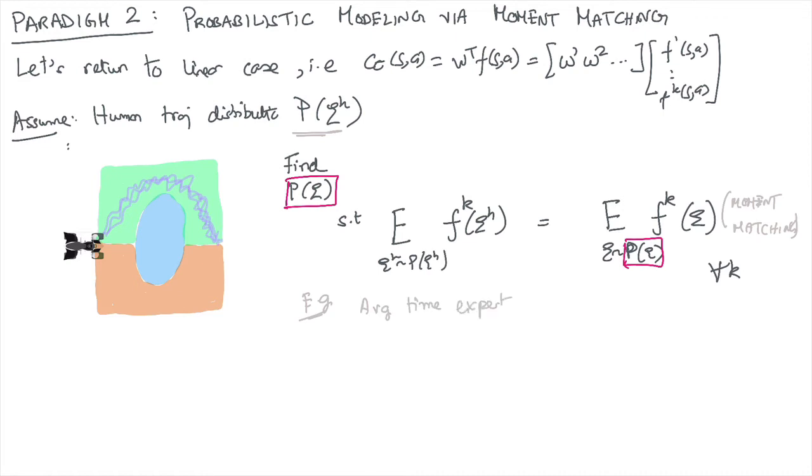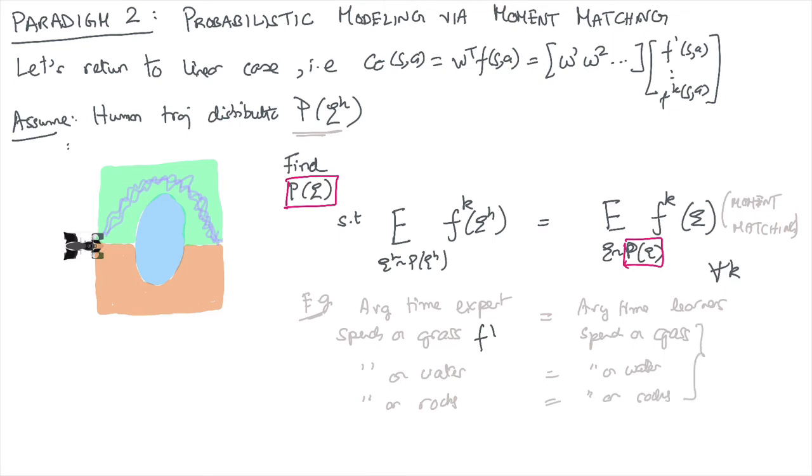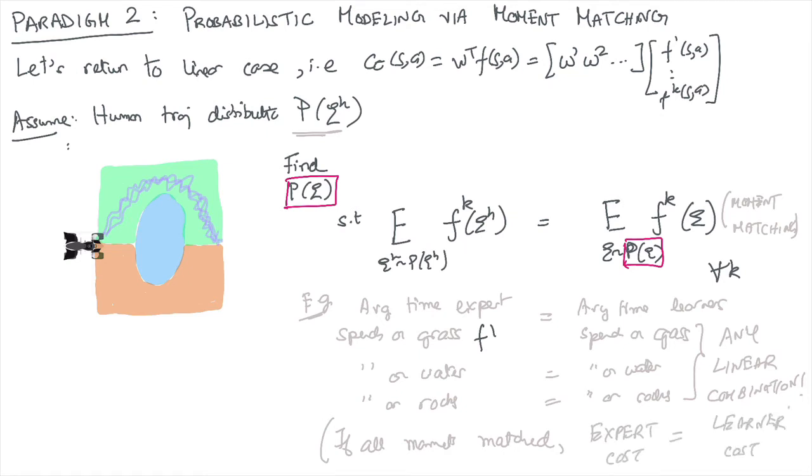This simply means look at the average time the expert spends on grass, for example, and match it to the average time the learner spends on grass. Similarly, look at the average time the expert spends on water or on rocks and make sure the learner matches that. The cool thing is if you do this, any linear combination of these constraints are also matched. In other words, if all moments match, the expert cost must be equal to learner cost for any cost function in your linear cost function class.